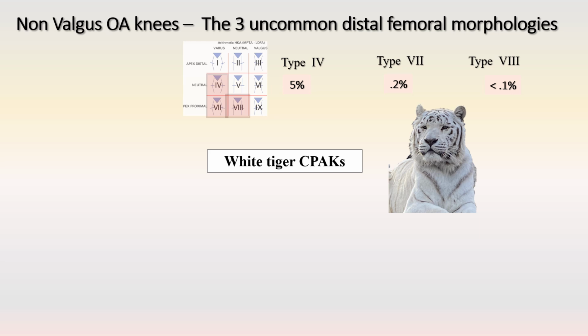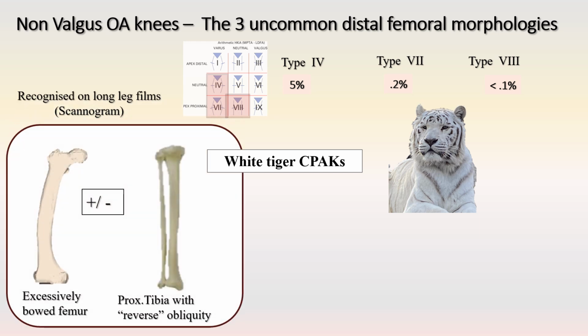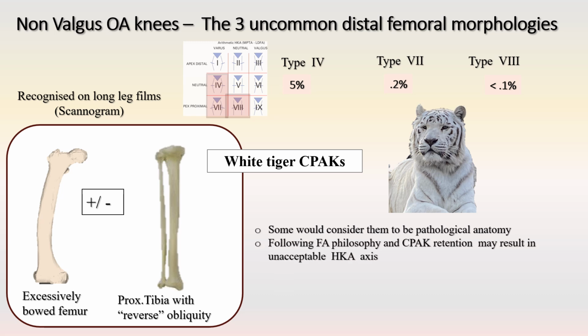Now, how do we recognize this? We recognize this by the presence of an excessively bowed femur that you see on the long leg films or the scanogram. This may also have a proximal tibia with reverse obliquity or pointing downwards laterally. Now, these white tiger CPAKs have the following features. Some would consider them to be pathological anatomy and they must not be reproduced in your TKR. Following FA philosophy and CPAK retention may result in an unacceptable hip-knee-ankle axis.